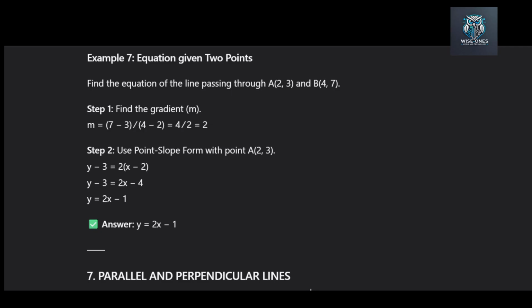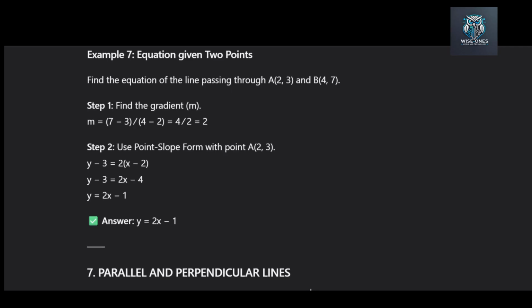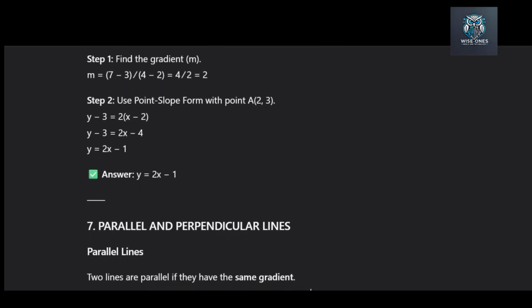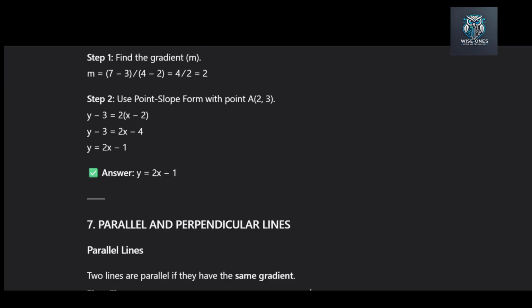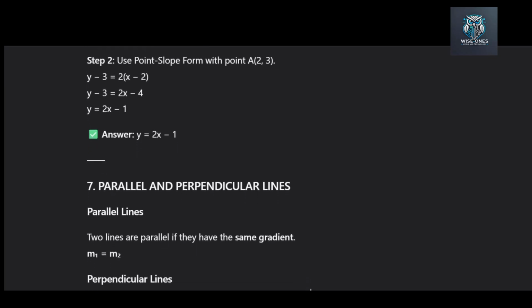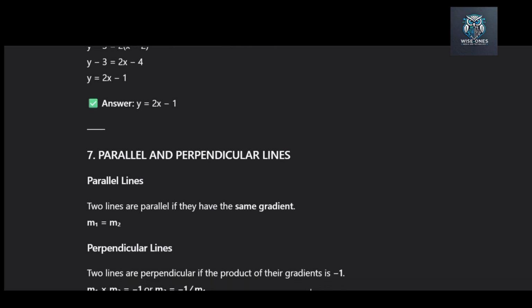Add 3 to both sides. y equals 2x minus 4 plus 3. Minus 4 plus 3 is minus 1. So y equals 2x minus 1. The answer is y equals 2x minus 1. Remember, you can use either point A or point B. You will get the same equation.